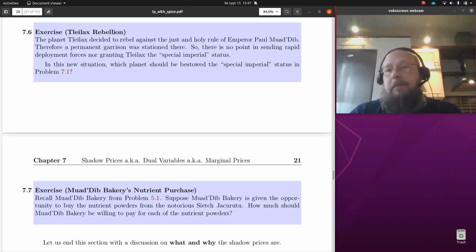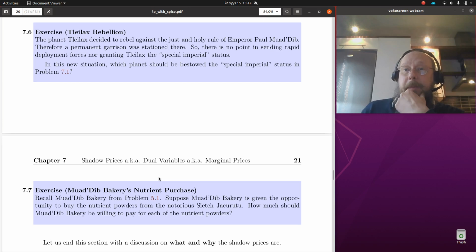We have considered this problem a lot. So why not consider sensitivity analysis and shadow prices in that problem also? So the Muad'Dib had these nutrient powders. So the sensitivity shadow prices are related to these constraints. In this case, the constraints were the available nutrient powders.